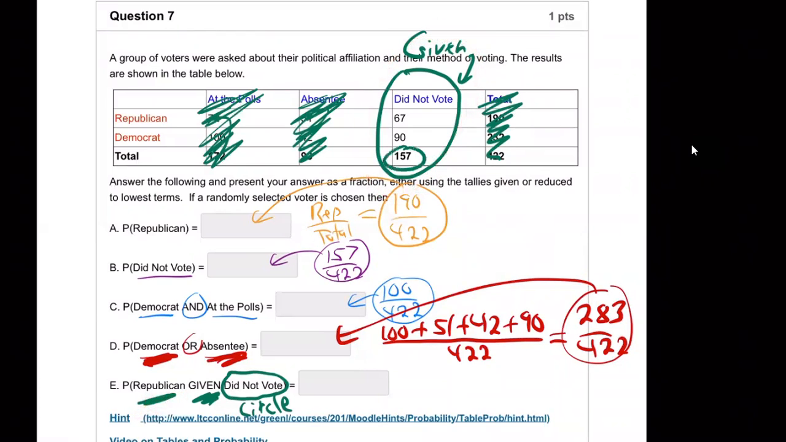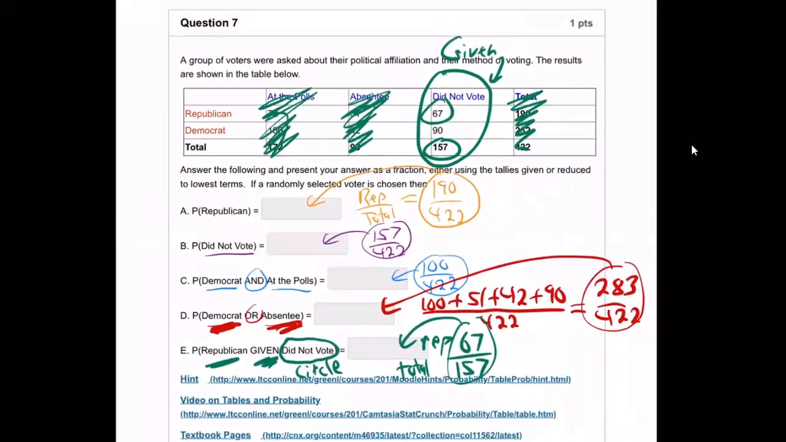Well, out of 157 people that did not vote, so now we're just using the 157 as our total, not the overall total of 422, because we know this is somebody who didn't vote. How many are Republican? 67. There it is. Just type that fraction in the box. Remember, given narrows your focus. You circle just that group and all your numbers come out of that group. Out of all the people who did not vote, 67 of them were Republicans. So the chances are 67 out of 157. There we go.